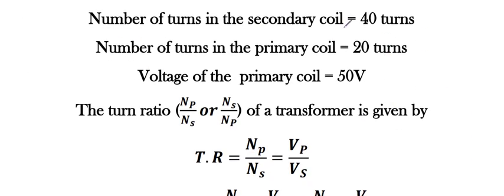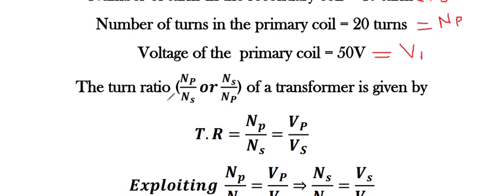So the number of turns in the secondary coil was 40. This is equal to Ns. The number of turns in the primary coil was equal to 20 turns. This effectively is equal to Np. The voltage of the primary coil was equal to 50 volts. This effectively is Vp. So at this level, it's important to know that the turn ratio of a transformer is given by turn ratio equals Np on Ns equals Vp on Vs. Np is the number of turns in the primary coil, Ns the number of turns in the secondary coil, Vp the voltage in the primary, and Vs the voltage in the secondary coil.